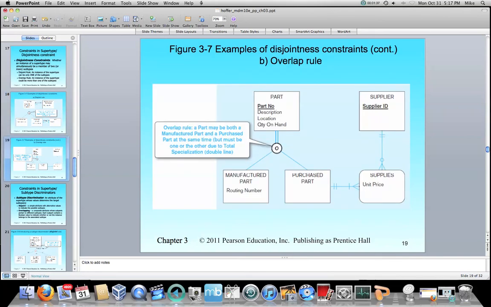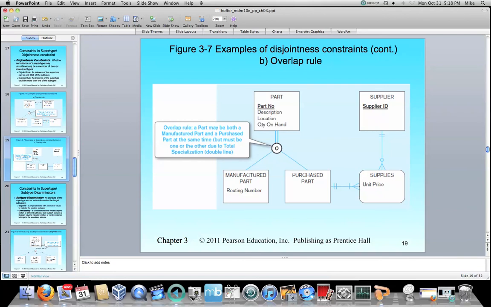The overlap rule goes back to part. So with part, a part may be both manufactured and a purchased part at the same time, but has to be at least one of them, right? So we have the double line, which goes back to our total specialization rule, which means it has to be either a manufactured part or a purchased part. But the overlap rule says that we can have a part that we both manufacture and purchase.